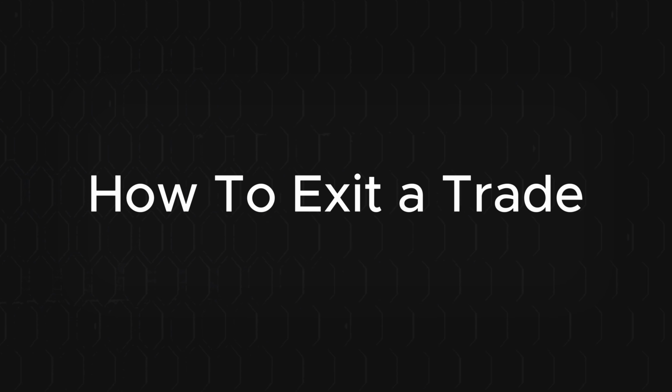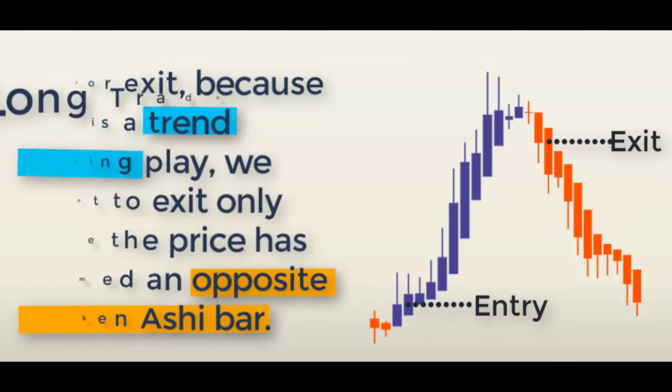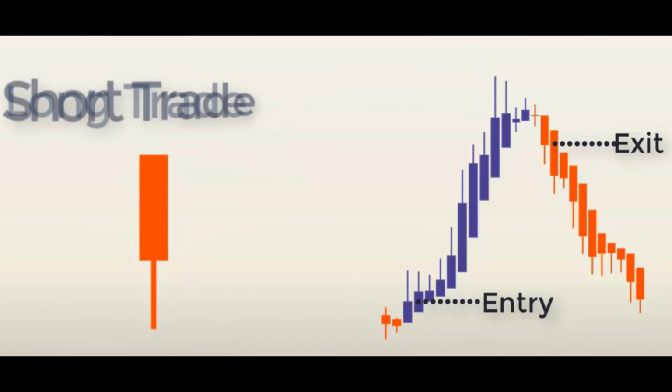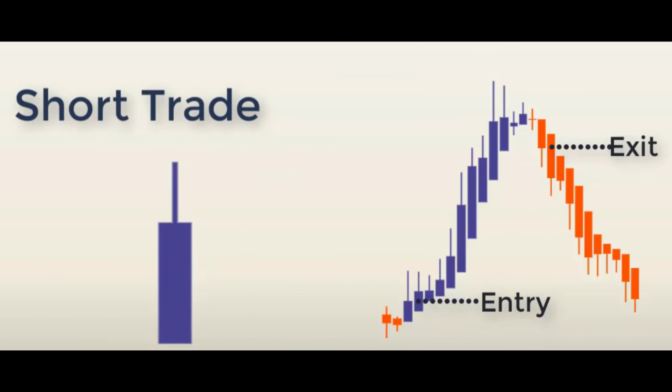How to exit a trade using Heiken Ashi bars. As for exit, because this is a trend trading play, we want to exit only once the price has formed an opposite Heiken Ashi bar. So for long trades, we only want to exit when a bearish Heiken Ashi bar is formed. And for short trades, we only want to exit when a bullish Heiken Ashi bar is formed. As you can tell, it becomes so much simpler to determine when to exit.